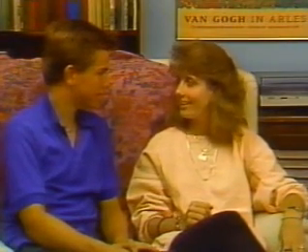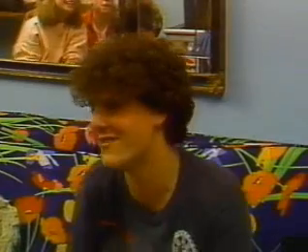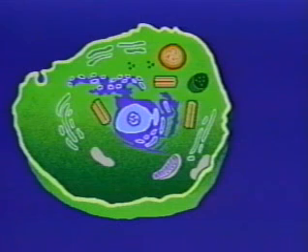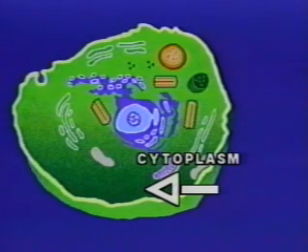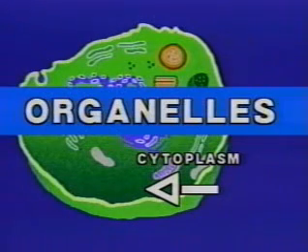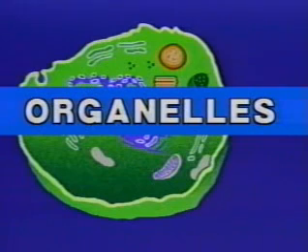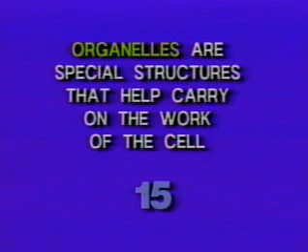Human bodies are composed of many different types of cells. They are the nerve cells, muscle cells, gland cells, and so on. The most obvious features of most cells are the nucleus and the cytoplasm. The cytoplasm consists of a formless jelly and contains a number of organelles. Organelles serve a variety of functions that help carry on the work of the cell.